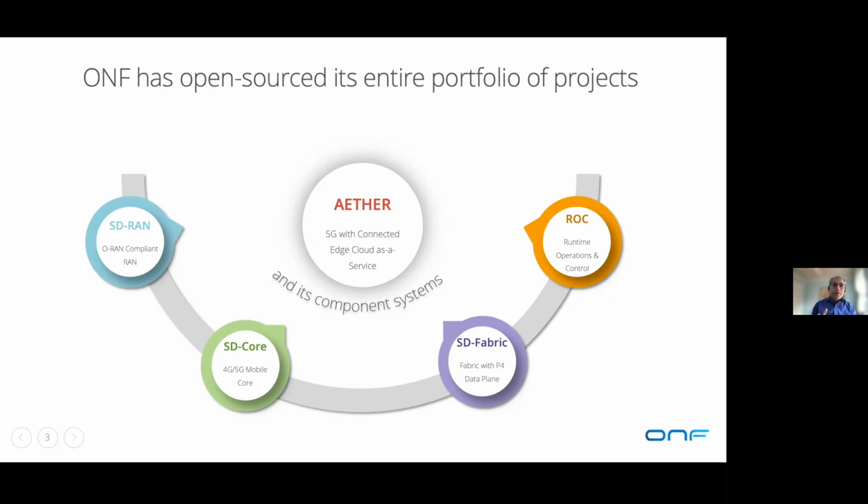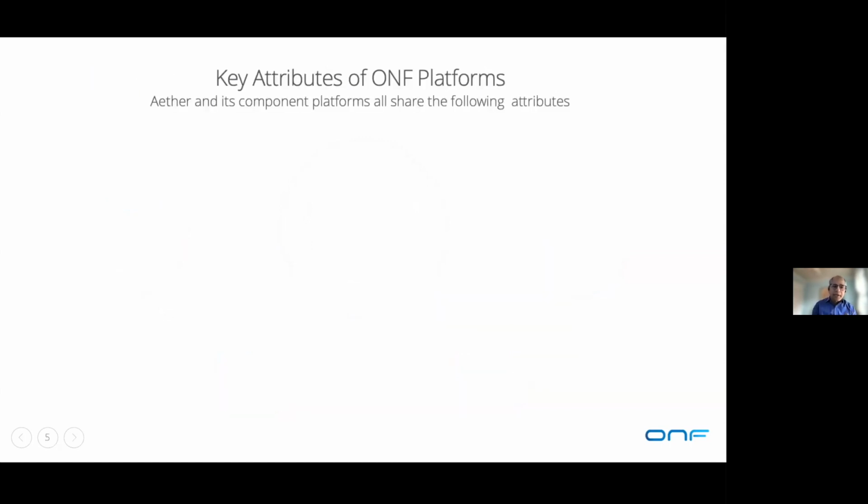So what is important is that on one hand, all these component systems make up Ether, and Ether, as I mentioned, is an end-to-end complete 5G with connected edge cloud as a service solution. But each one of these component systems in its own right is a very important platform or a system that can be used in that domain to bring a lot of value to that community and that part of the industry. Now, I want to take a minute to highlight the key attributes of Ether and the component subsystems.